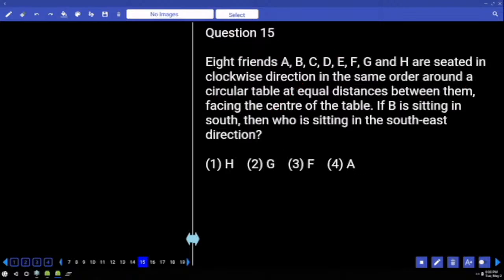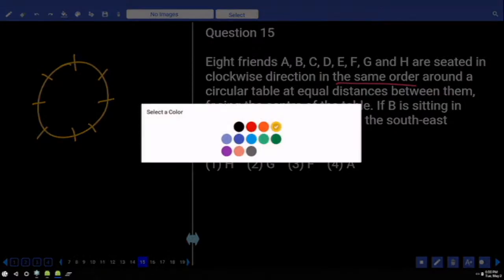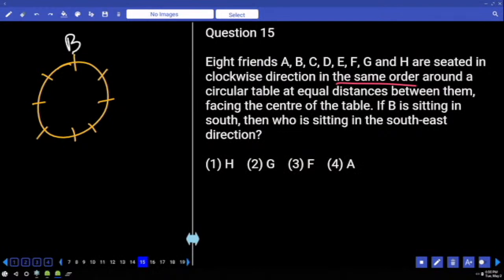The next one, question number 15. How many persons are there? 8 persons. 8 persons are seated around a circular table, and they are in the same order in the clockwise direction. Then B is sitting in south. So where should B be? Now B is facing like this. B is facing south.